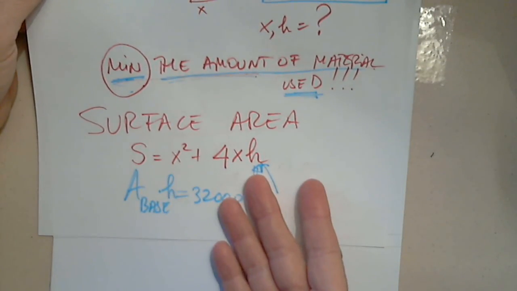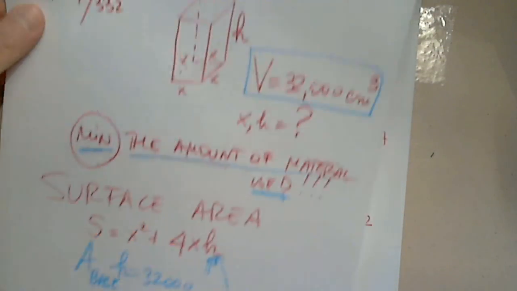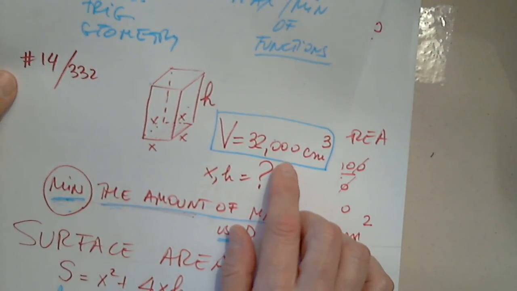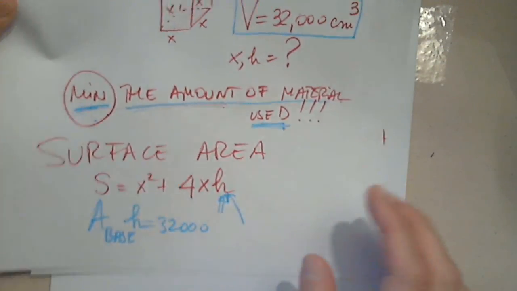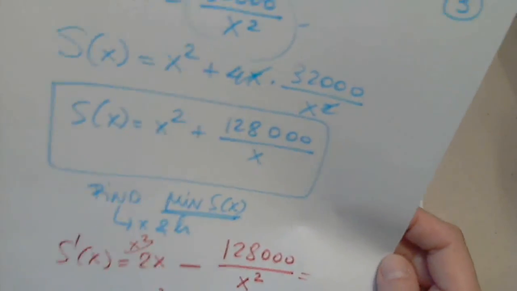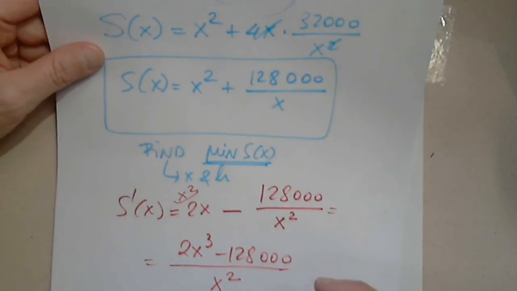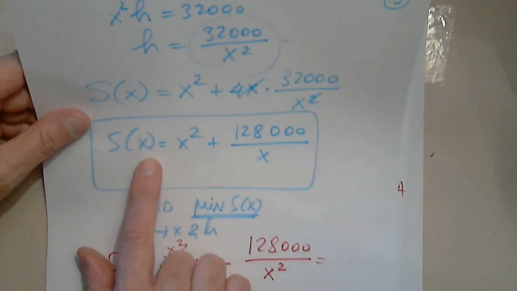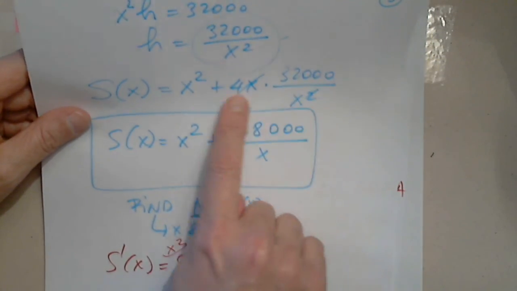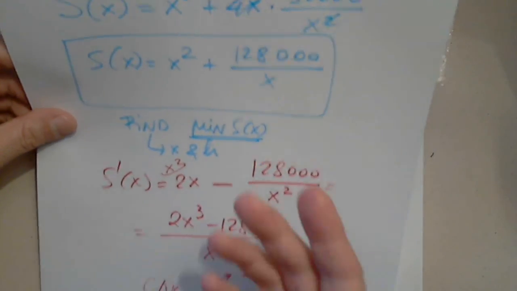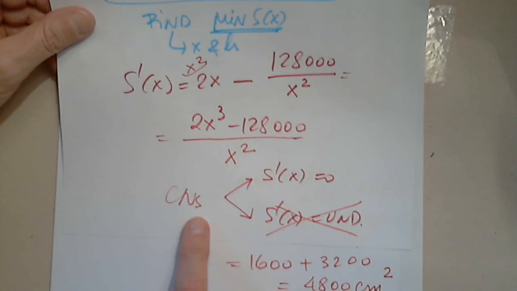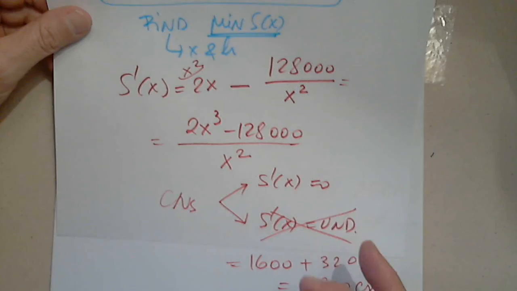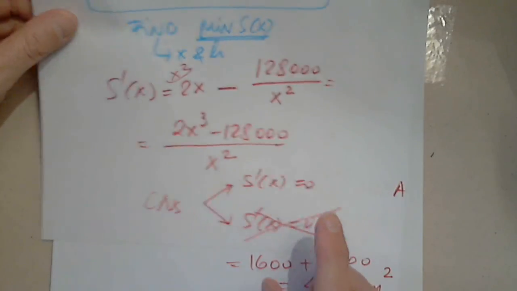We wrote a formula for the surface area. We involved the given information to get rid of one of the variables. Finally, after all these algebraic simplifications, we found a function only of one variable, which is this function. We differentiated to find critical numbers. No critical numbers from this source, but critical number from that.